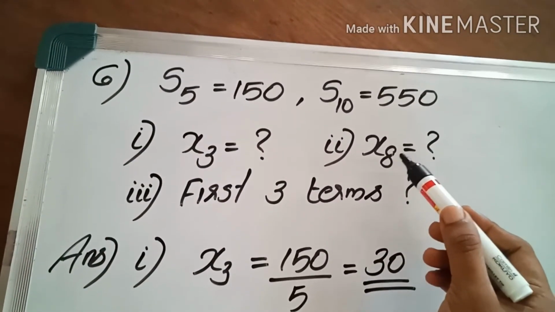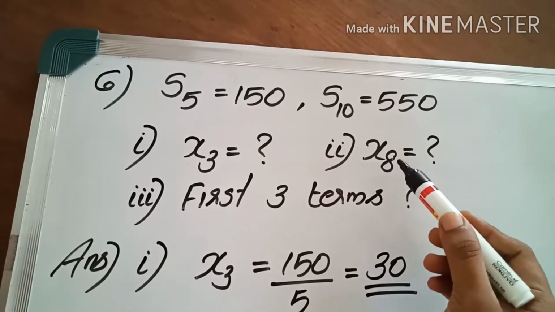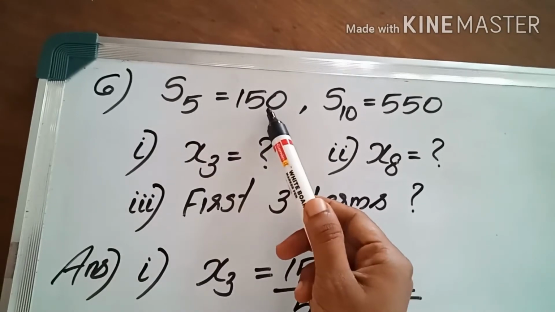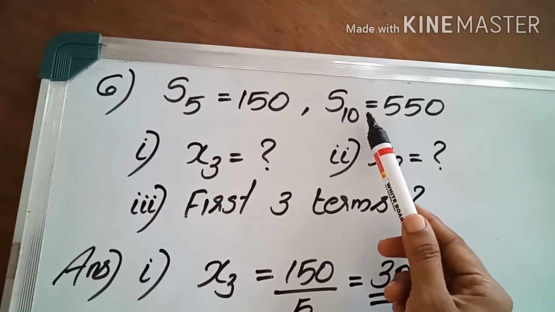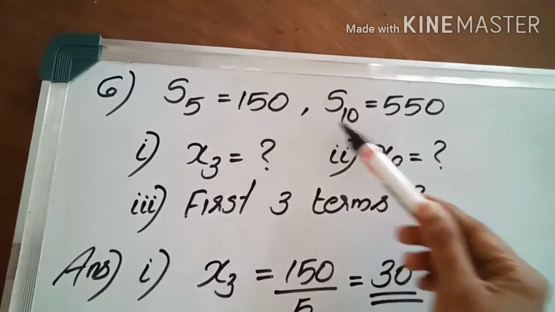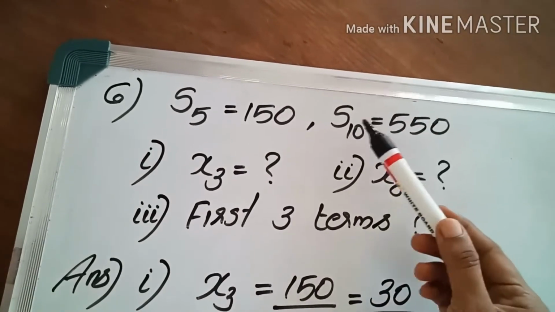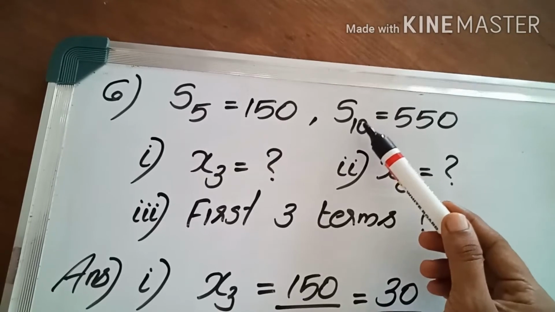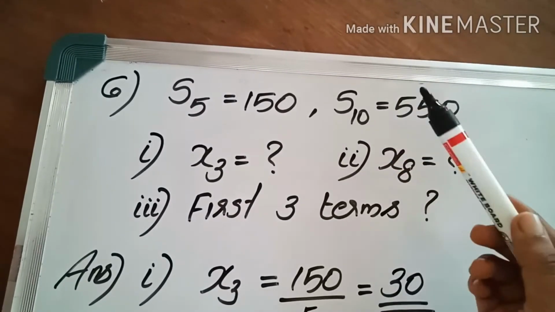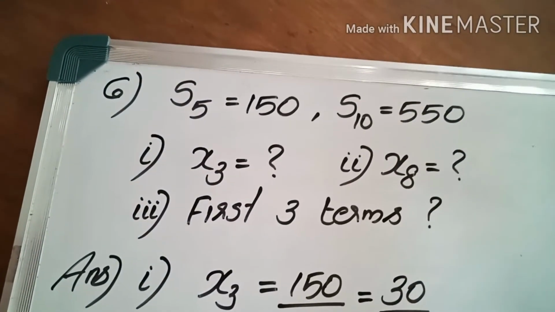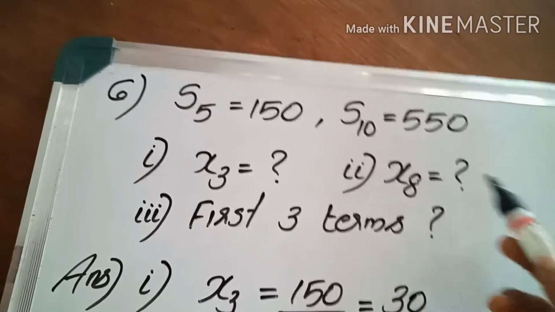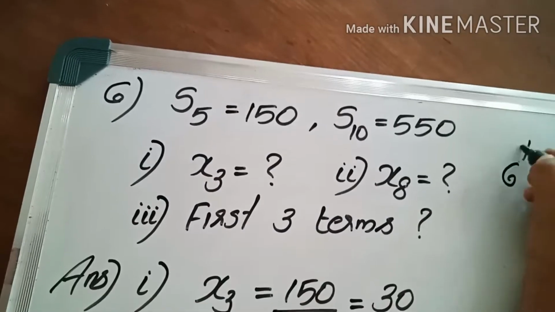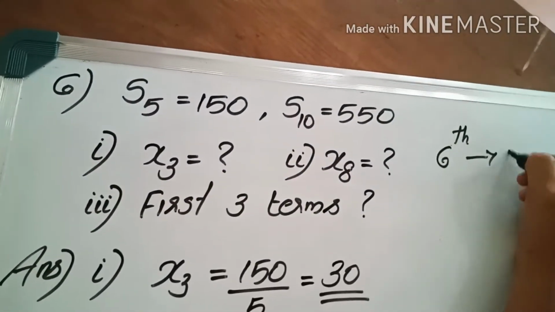x8 we need to find here. Here, the first 5 terms, then the first 10 terms also. If we are using the first 10 terms, we can't apply the average rule because 10 is an even number. With the average rule, we can't identify which one will be the middle number. So for that, x8 is the middle number of the 6th term to the 10th term.